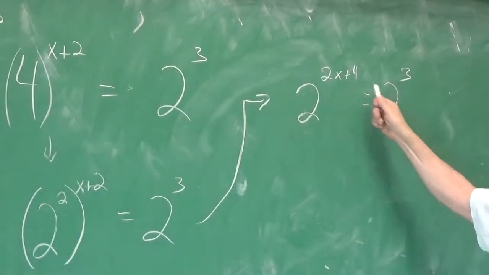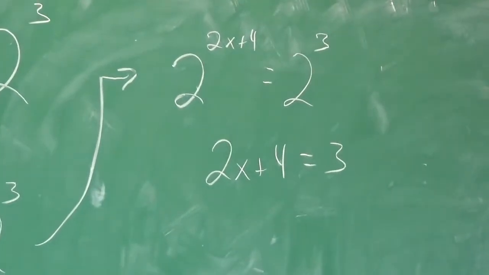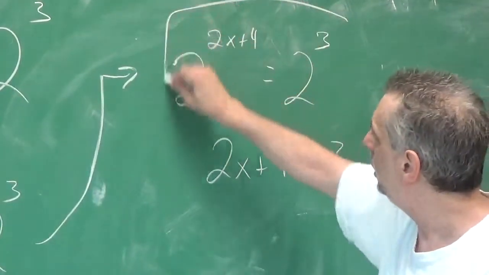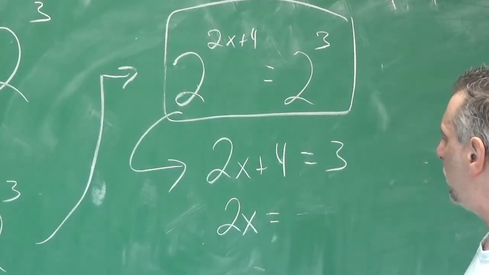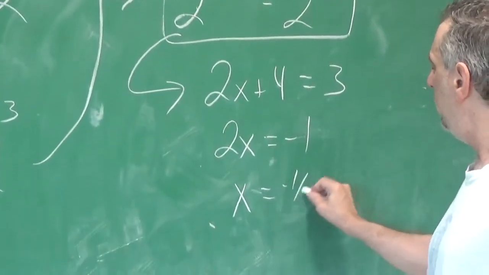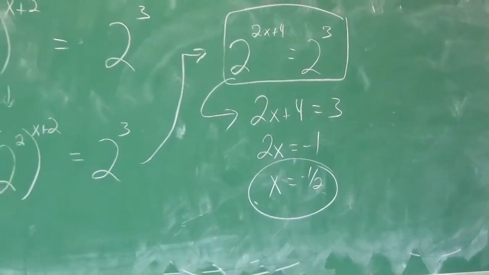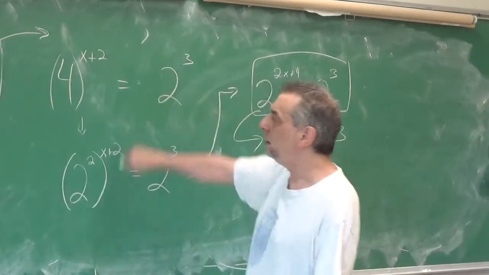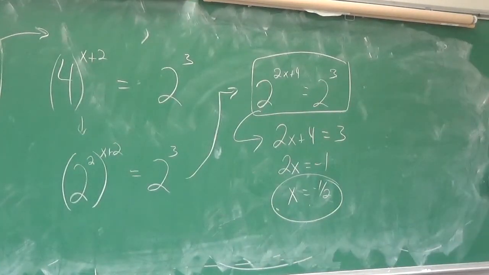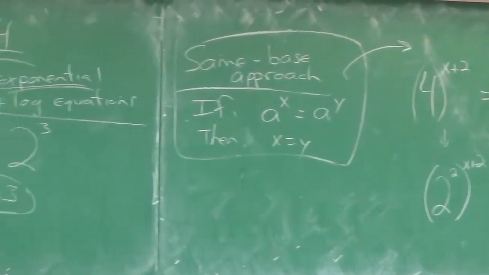Once we have that same base, now we can go to the then statement and equate the exponents. Okay, so if this is true, then this must be true. And now it's just a simple linear equation. We remember how to solve these. We'll subtract 4 from both sides and get our answer. And we can always check that, right? Put that back into the equation and make sure that we get a true answer. If you put this back in here, you should get a true statement for that. So that's the same base approach. Let's look at one more of these just to make sure we got it down.